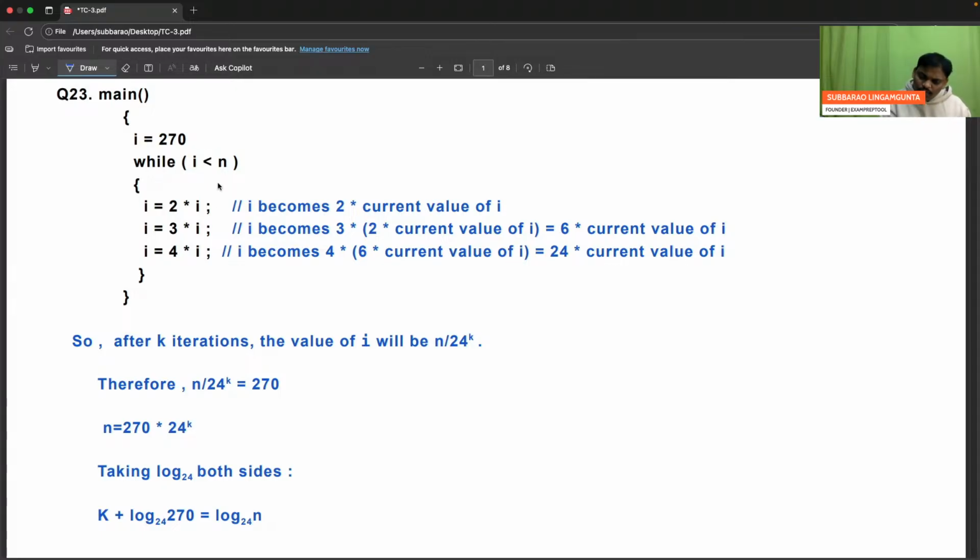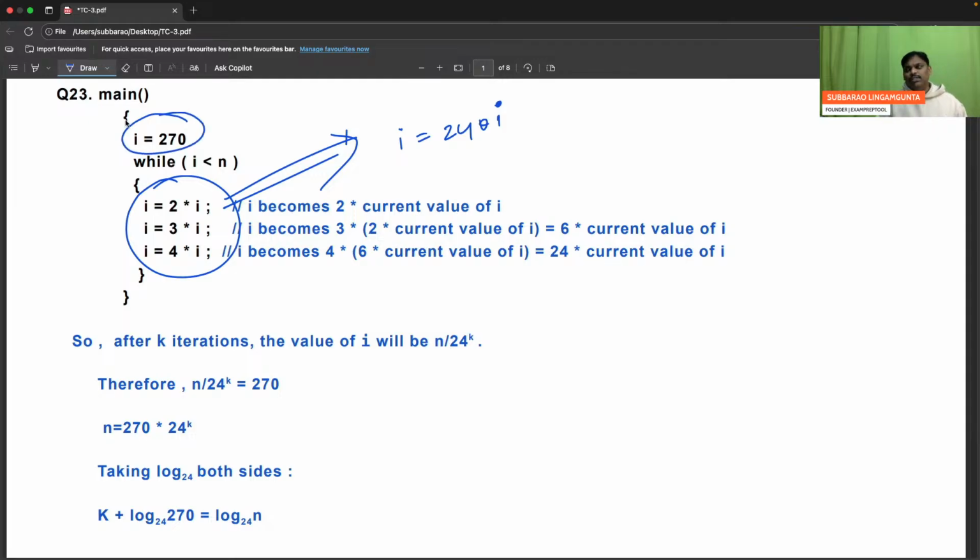If you observe clearly, first 2 into I, for that into 3, for that into 4. Finally 2, 3, 6, 6, 4, 24. So this became, you know very well. So what is the answer? I is equal to 24 into I. Always multiply by 4. But you are increasing, which means the initial I value is small.